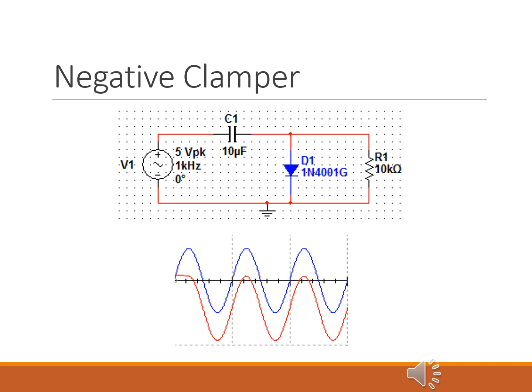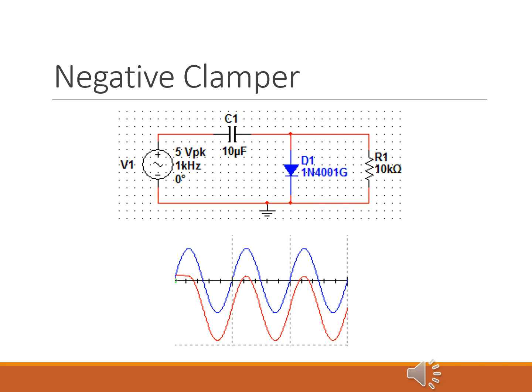Okay, we've talked about pushing a waveform upward with the positive clamper. Now let's go the other way. Let's talk about the negative clamper. What does that look like? What's the setup? So again, let's keep the 5-volt peak sine wave at 1 kilohertz, the 10 microfarad capacitor in series, and the diode, the 1N4001G, connected in reverse compared to the positive clamper. And then we have a 10K load resistor.